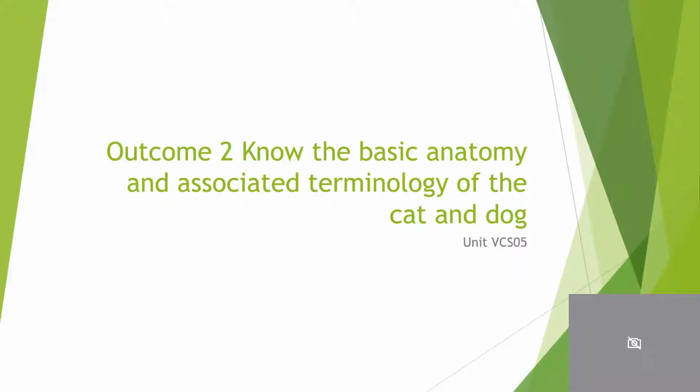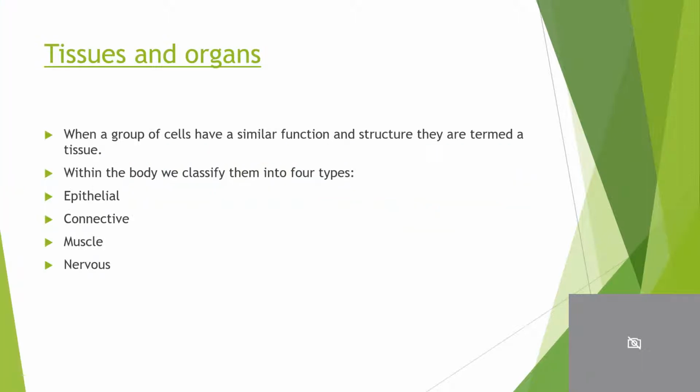Learning outcome 2: know the basic anatomy and associated terminology of the cat and dog. Tissues and organs. When a group of cells have a similar function and structure, they are termed a tissue. Within the body, we classify them into 4 types: epithelial, connective, muscle, and nervous.